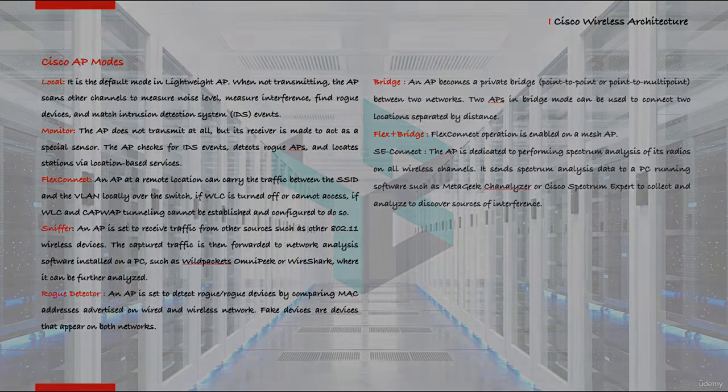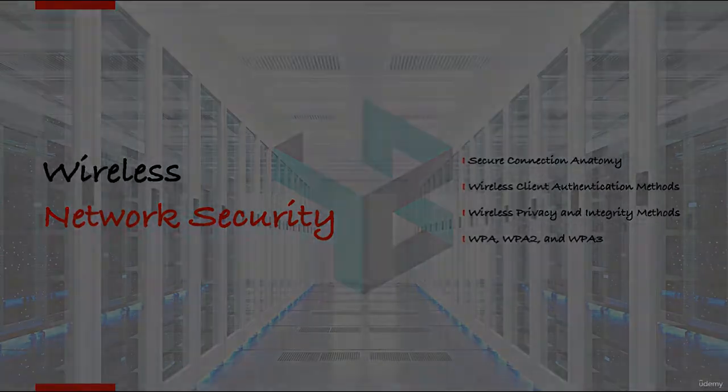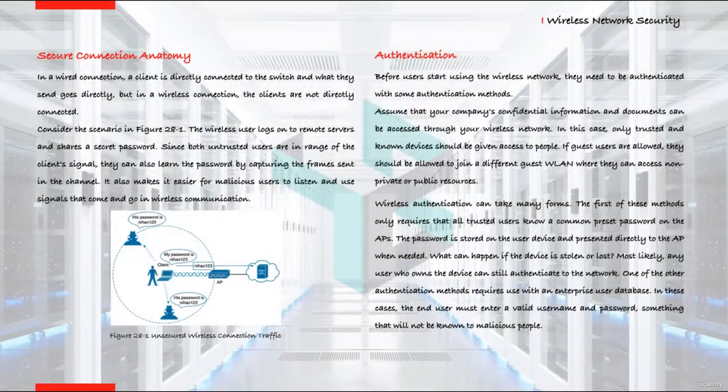Hello everyone, in this lesson I will tell you how you can ensure the security of wireless networks. First, I will explain how to secure our wireless network, then I will talk about authentication, privacy and integrity methods. Then we will finish our lesson by talking about WPA, WPA2, WPA3 methods. On this page, let's start with the anatomy of a secure connection first.